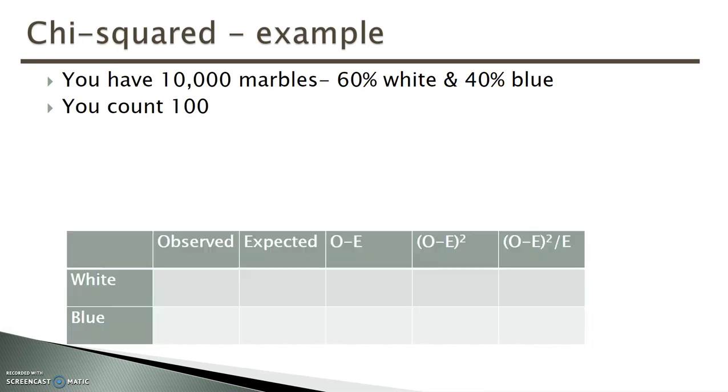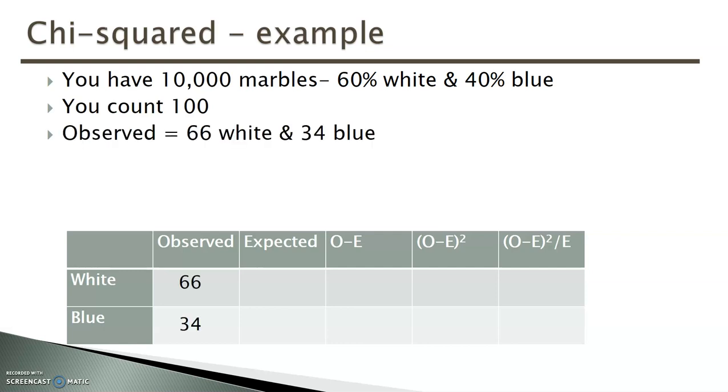And so when you count your marbles, you put them in this cute little table that we have for you in the lab book, looking at the observed number. How many white marbles do you find? How many blue marbles do you find? So when you counted, you had 66 white and 34 blue. Cool. Is that close enough to 60% and 40%?